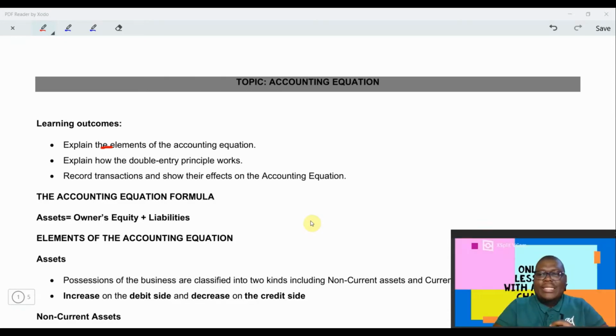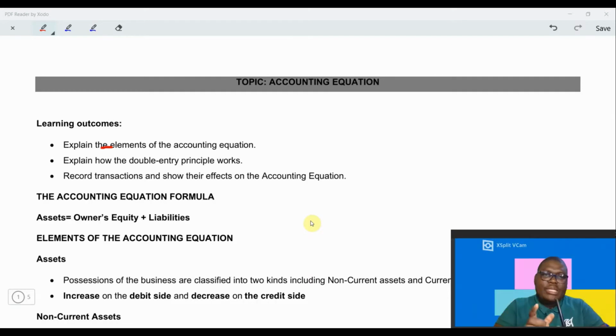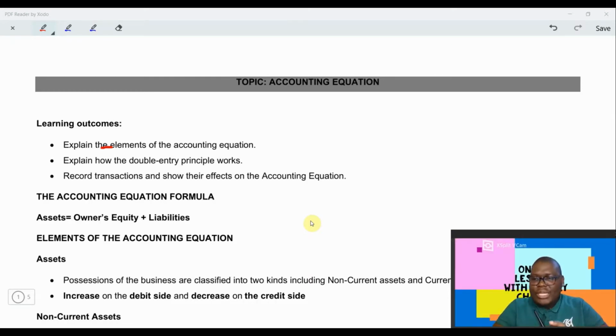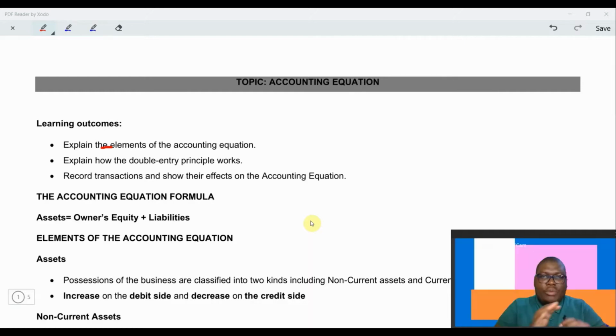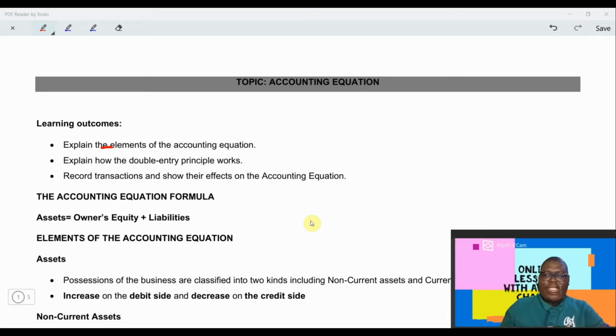With that being said, let's just find out what we are supposed to know at the end of this lesson. Firstly, we need to be able to explain the elements of the accounting equation. Secondly, we need to be able to explain how the double entry principle works. And thirdly, we need to record transactions and show their effects in the accounting equation. Before we go into the activity that we're supposed to do, I'm just going to briefly take us through the theory part so that we can understand what we are supposed to do when we deal with those transactions. Let's continue with the lesson.